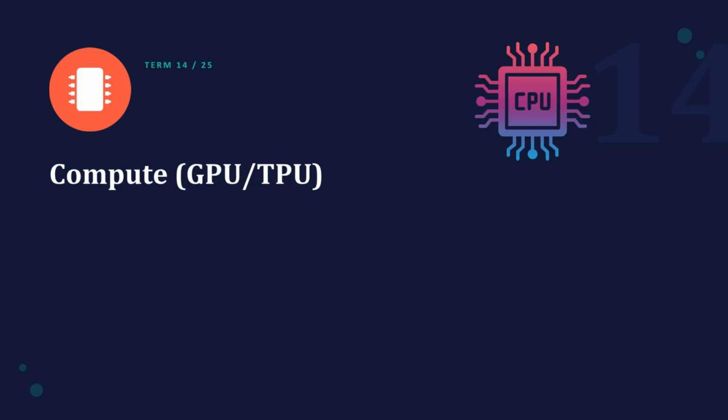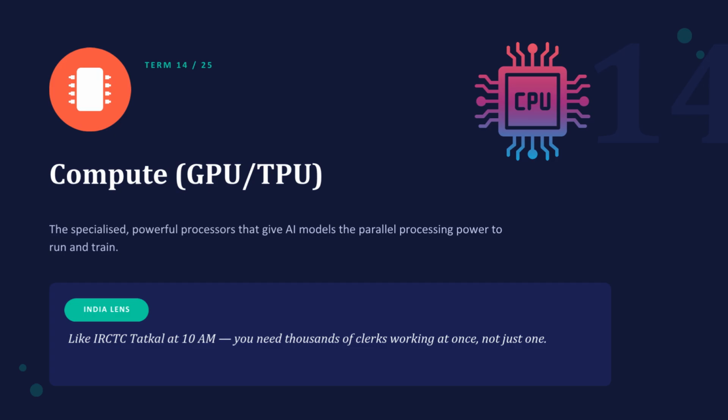The 14th is compute, about GPUs and TPUs. I'm sure you must have heard of CPUs earlier, the normal computer processing unit. It is like a smart clerk who can handle one request at a time. A GPU is like 1,000 clerks working in parallel simultaneously. AI training needs this massive parallel power, and that is why GPUs and at times specialized chips called TPUs are real expensive engines running behind every AI model you use. You can think of it like IRCTC Tatkal booking at 10 a.m. Lakhs of people click book at the exact same second. To handle that kind of dynamic power, we need a lot of CPUs, GPUs, and TPUs at the time.